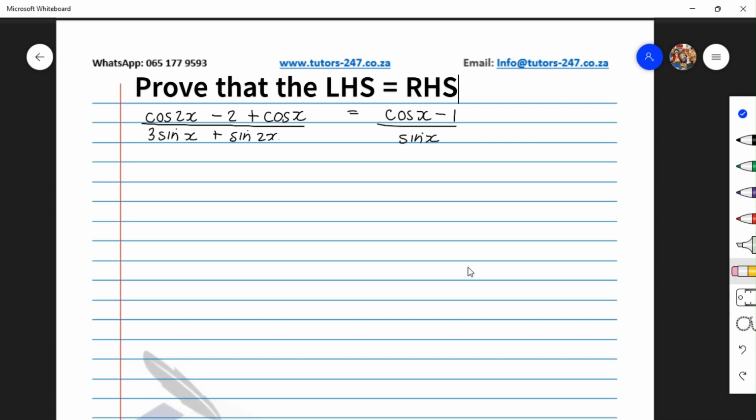Our question is to prove that the left-hand side is equal to our right-hand side, or that our right-hand side is equal to our left-hand side. So the question comes up as, which side do we start with? Are we going to start with the left and prove that it's equal to the right? Or are we going to start with the right and prove that it's equal to the left?